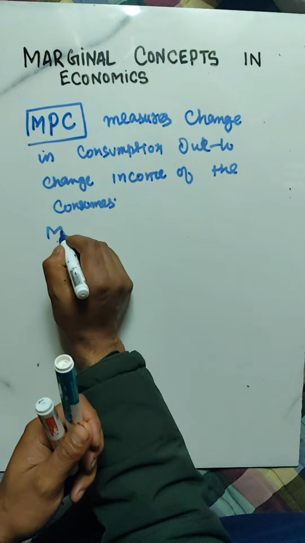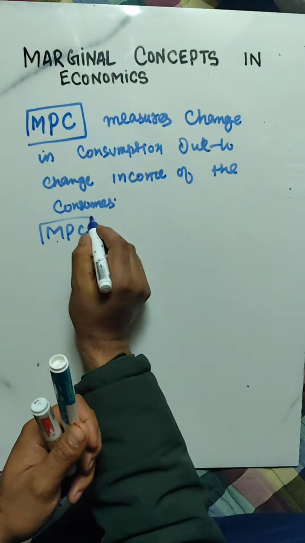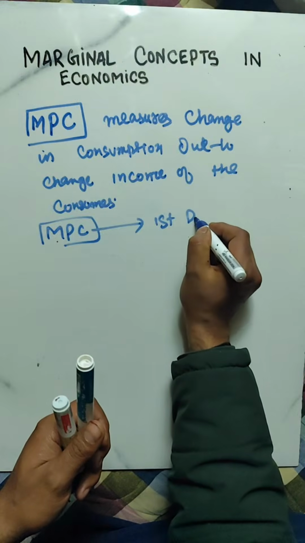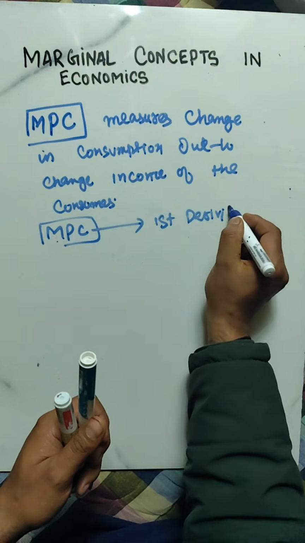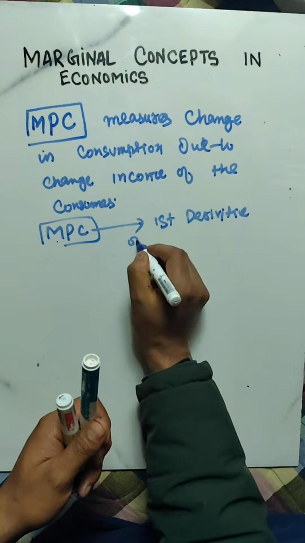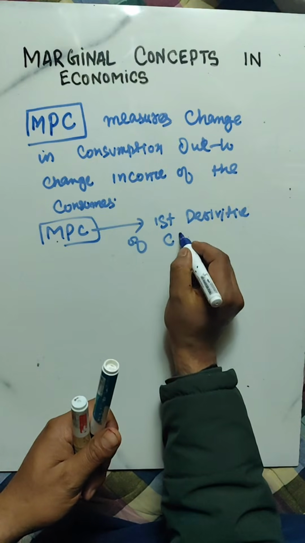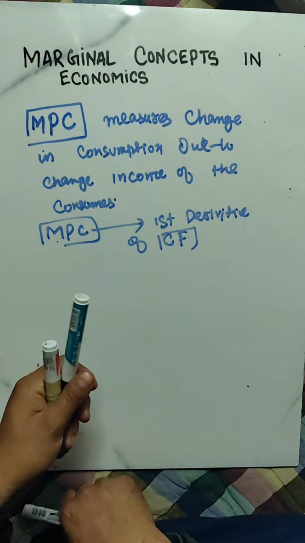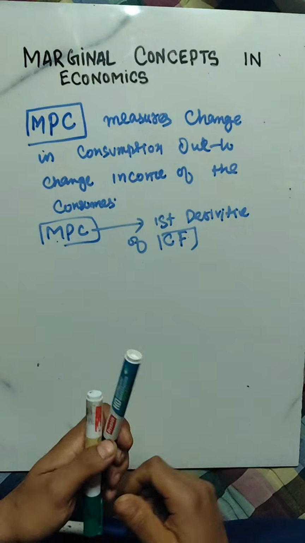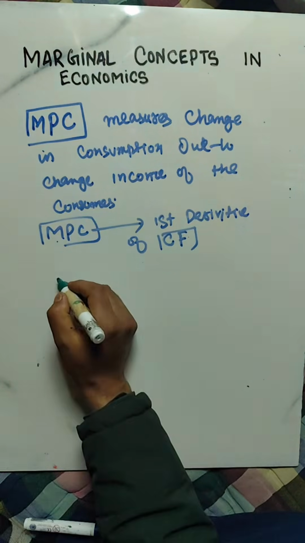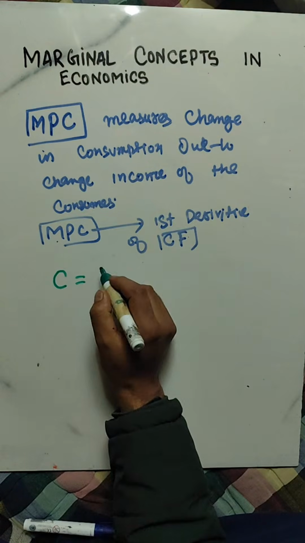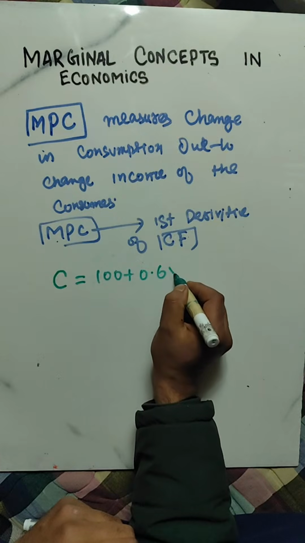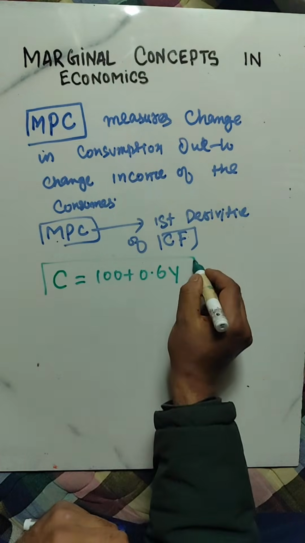Okay, and we have marginal propensity to consume is the first derivative of the consumption function. Let us suppose we have the consumption function, and let me write it here. Let us suppose consumption is equal to 100 plus 0.6y. This is our consumption function.